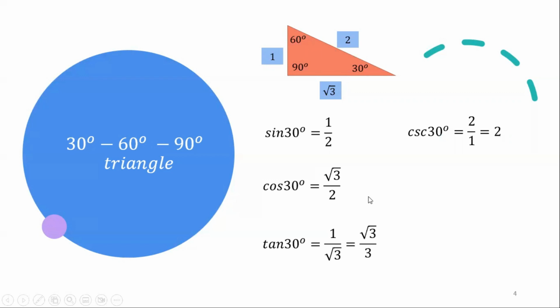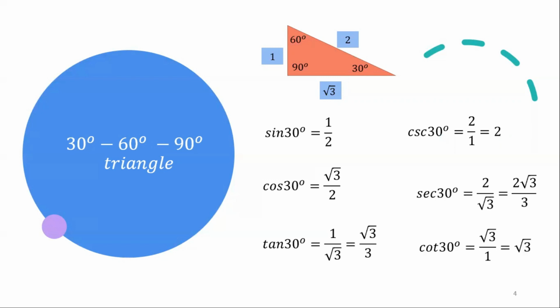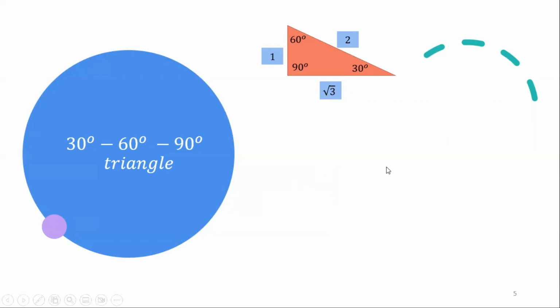Then cosecant of 30 is 2 over 1, or equal to 2. Secant of 30 degrees is 2 over square root of 3, or we can simplify that to 2 square root of 3 over 3. Then cotangent of 30 is square root of 3 over 1, or square root of 3.